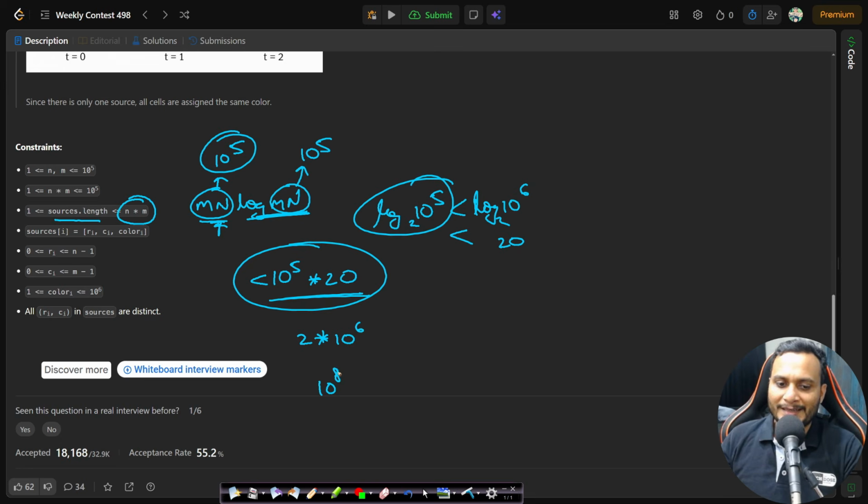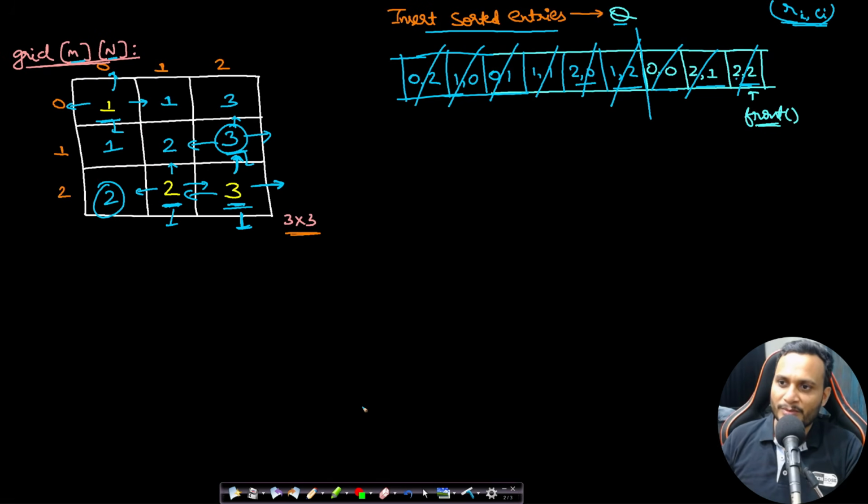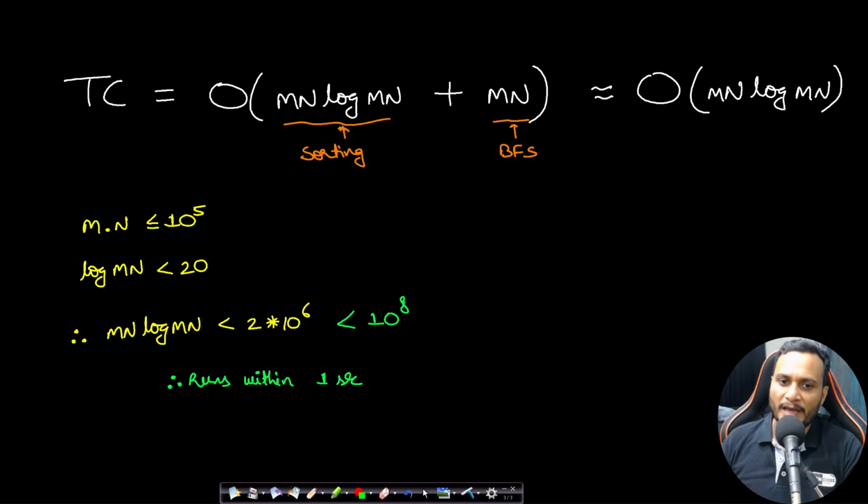We already know that 10 to the power 8 is equal to 1 second, and therefore this is going to pass well within 1 second. So this is a runtime proof that our algorithm is going to work, which is in mn log mn. So mn log mn time is taken for sorting, whereas the multi-source BFS only takes mn time for going to each cell exactly one time, and therefore the overall time is mn log mn.